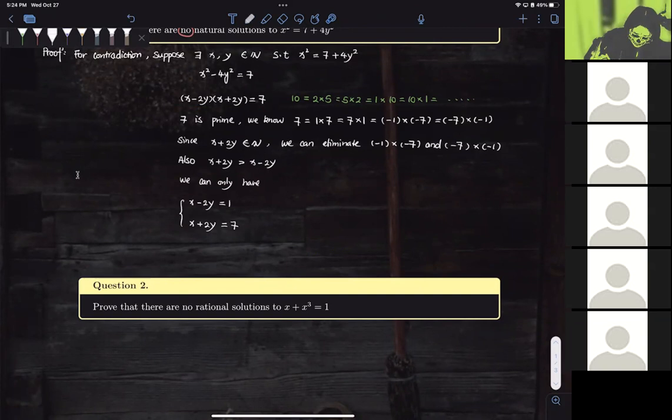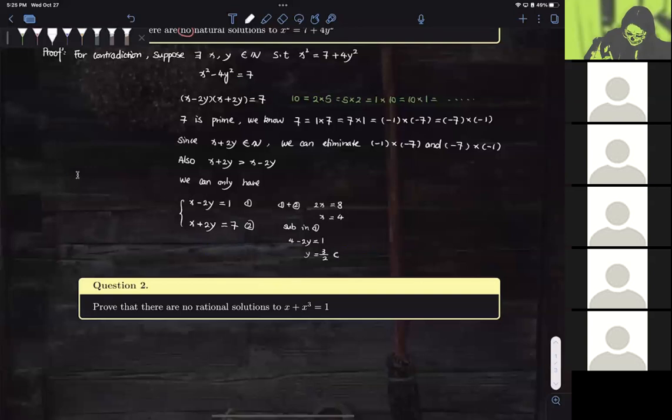Okay, so now you solve for this equation. Add them together, so this is 1, this is 2. If you add 1 and 2 together, you'll get 2x equals 8. So x equals 4. Sub it back in. You'll get 4 minus 2y equals 1, which means y is 3/2. This is not a natural number, so contradiction.